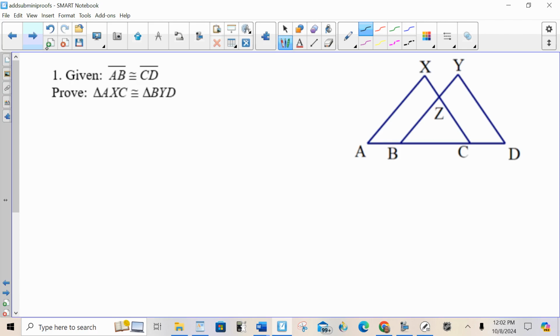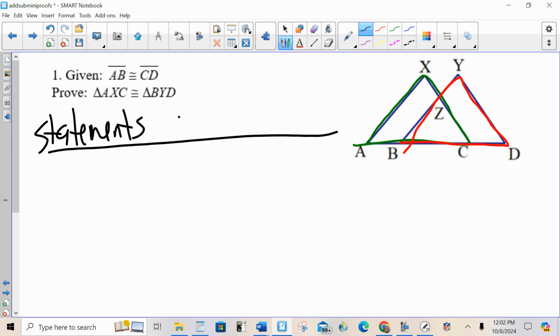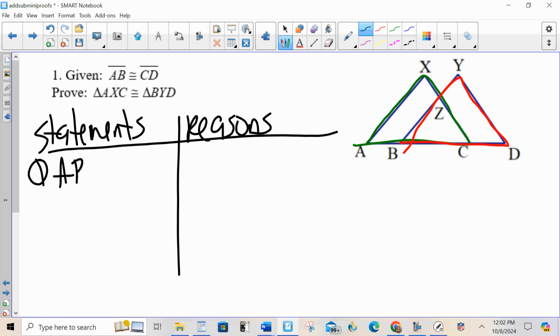property. We use addition subtraction property when we have part of what we want. So ultimately we're proving that this green triangle is congruent to this red triangle. So, statements, reasons, AB is congruent to CD, given.